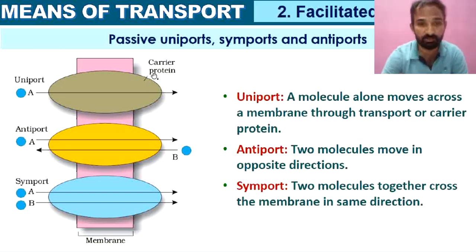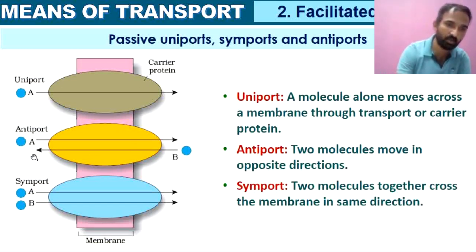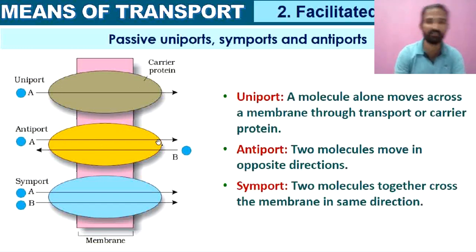Coming to the next one, antiport. Here the carrier protein has two sides. The A molecule is attached here and the B molecule is attached to the inner side. The B molecules are moved from inwards to outwards, and the A molecules are transported from outwards to the inwards of the cell.